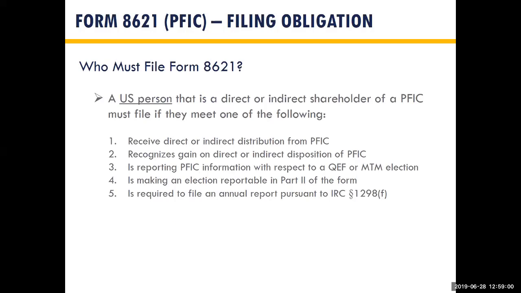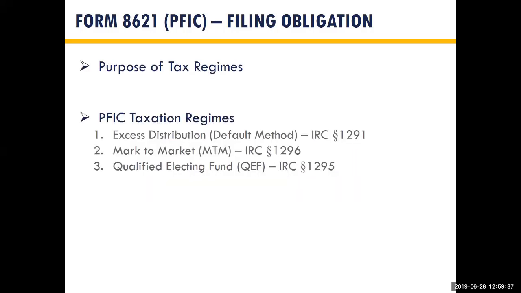Who must file an 8621? Here's a list of 8621 triggers. If you are a direct or indirect shareholder of a PFIC, and you meet one of the following filing triggers, like making an election, receiving a distribution from a PFIC, recognizing a gain, or selling, then you're going to have a PFIC filing obligation, which is done on Form 8621. The different tax regimes, there are 3 of them.